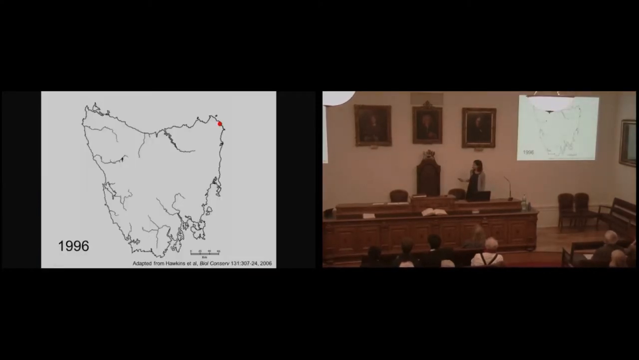That photograph was taken up here in 1996 in the northeast of Tasmania. But what was alarming, that in subsequent years, there were more sightings of devils with facial tumours. Each of the red dots represents one sighting. And you can see over the years, by the early 2000s, there had been quite a number of sightings of devils with strange growths around their face.